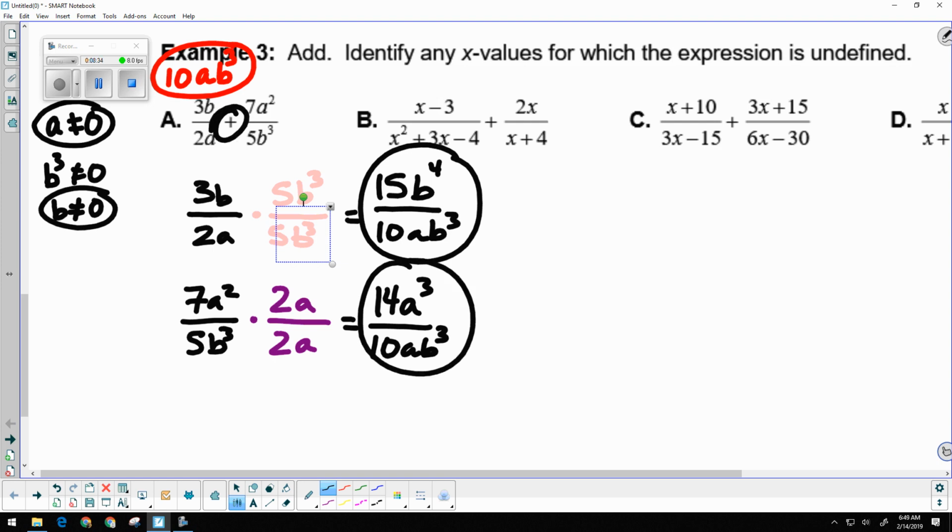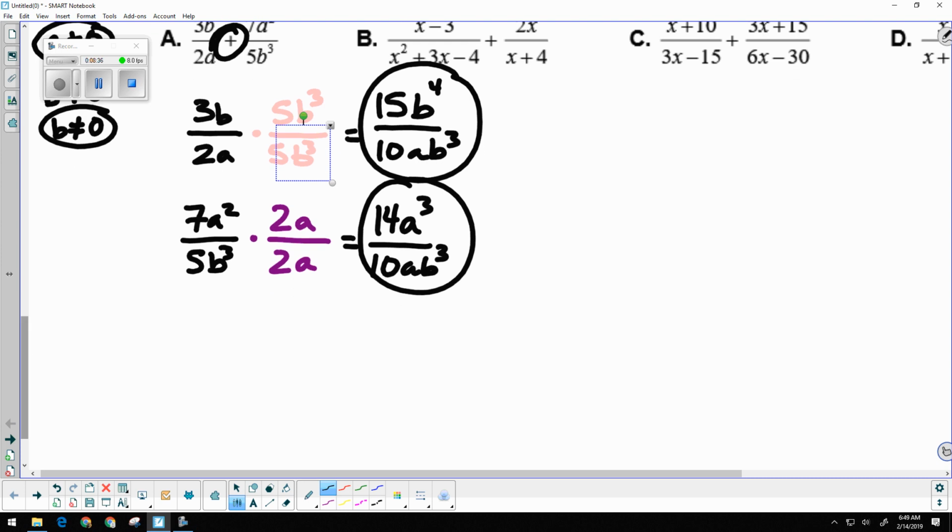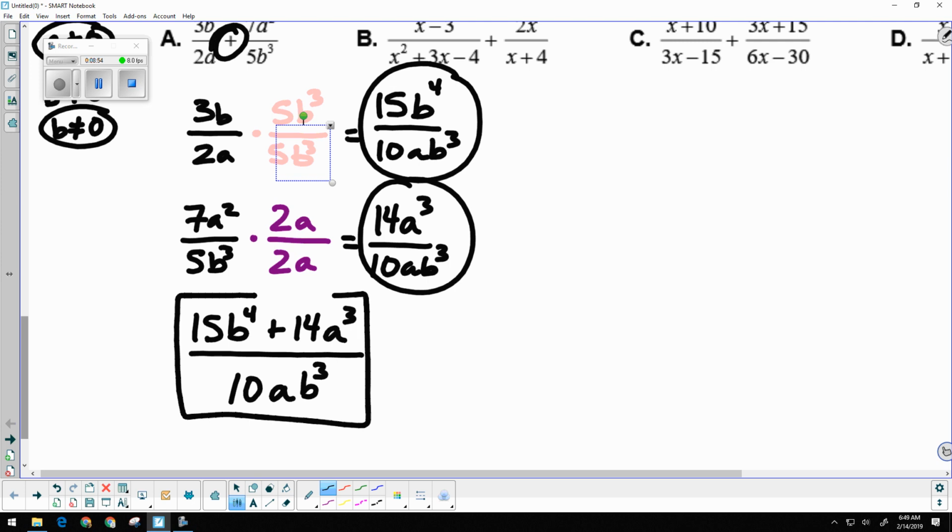Now I have to take these two fractions and add them together. It's asking us to add, right? So I combine the numerators. 15b to the 4th plus 14a cubed, all over 10ab cubed. This would be, for this one, our final answer.